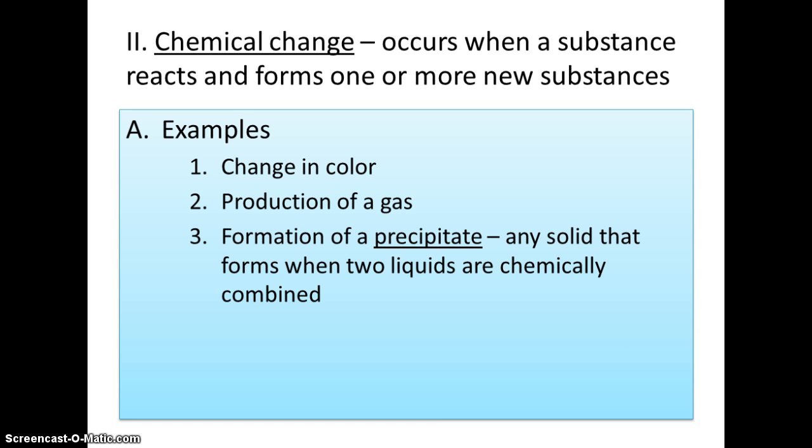Formation of a precipitate. You will see this in the lab that you do. That is any solid that forms when two liquids are chemically combined. So you have two liquids combined together, and then you get a solid, and that solid is called a precipitate. Change in odor, so if you have a different smell, and change in temperature.